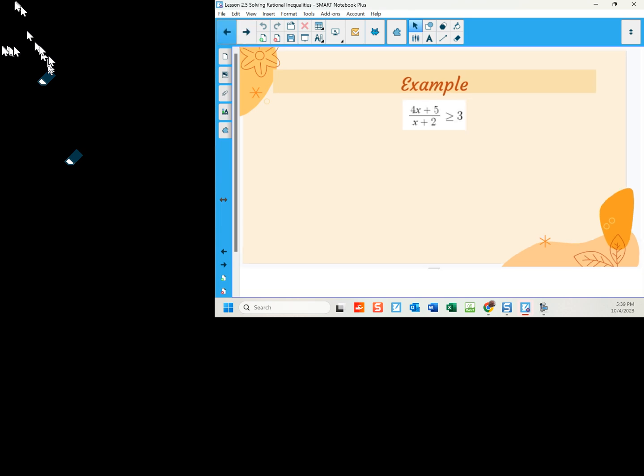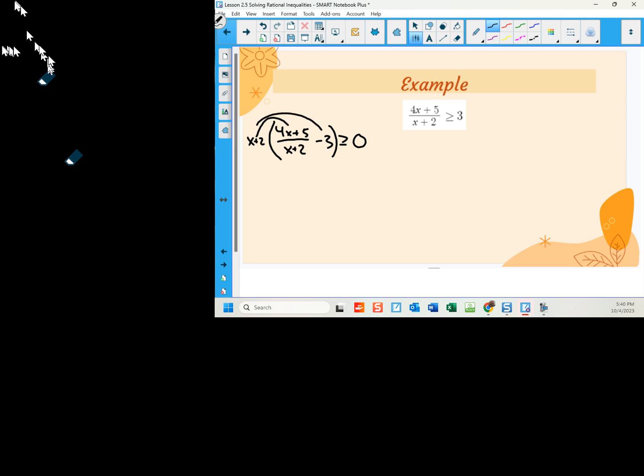On this problem, we're going to again get everything to one side. I have (4x plus 5) over (x plus 2), subtracting 3, is greater than or equal to 0. Now I'm going to multiply everything by x plus 2. But remember, when I multiply this side by x plus 2, I have to distribute it to here and here.